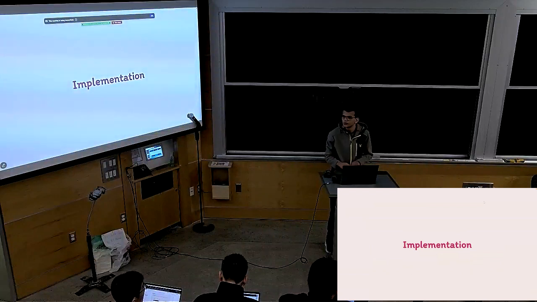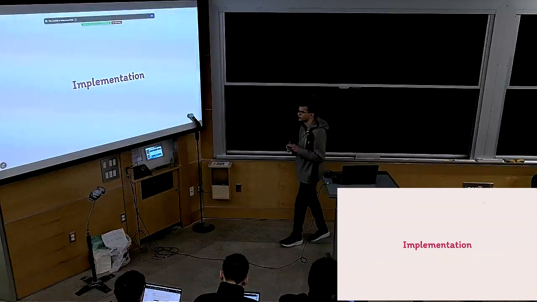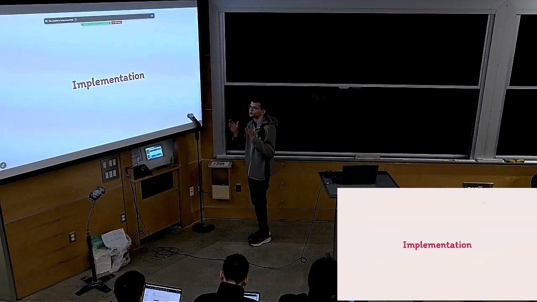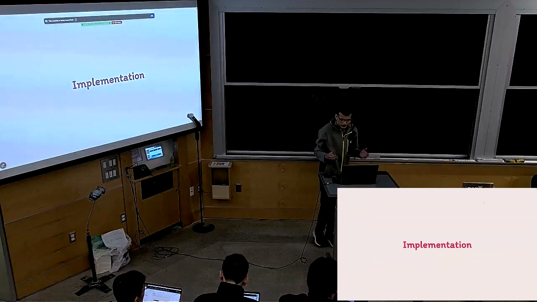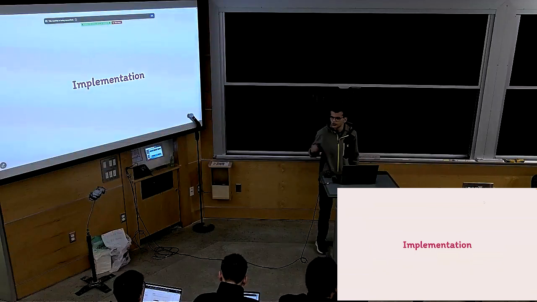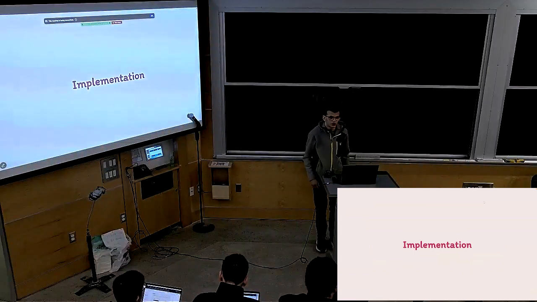Okay, so now let's move on to the actual implementation. So far, I gave you most of the concepts of how a segment tree works, but I didn't really yet explain how you can actually write code to do all of these operations.